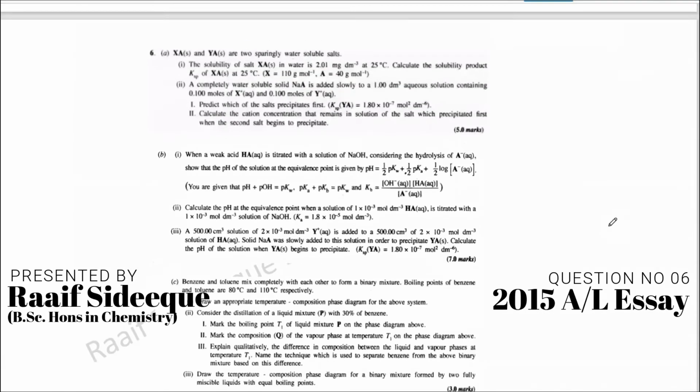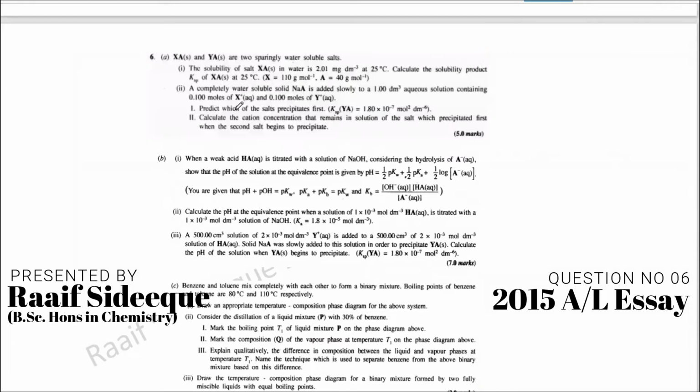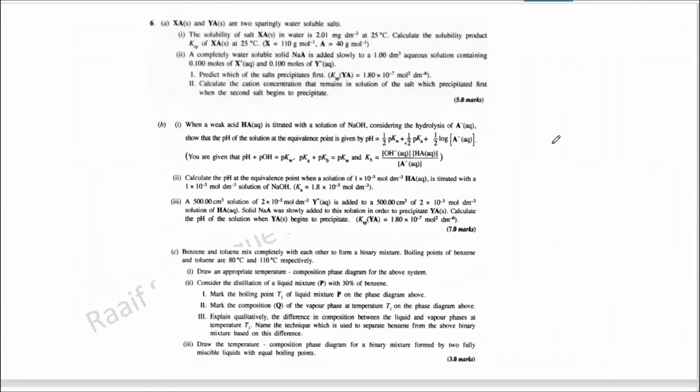Question number 6. Another physical chemistry question, so you know this. XA solid and YA solid are two sparingly water soluble salts. So this is something related with KSP, which automatically tells the way.